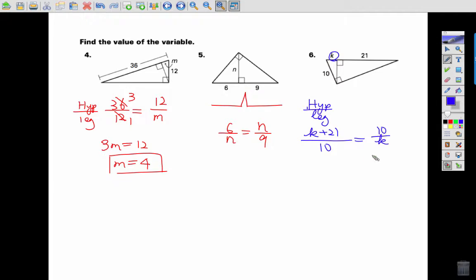So that's a proportion. If I cross multiply, I would have k times k plus 21 equals 10 times 10. 10 times 10 is 100. And if I distribute k, k times k is k squared, k times 21 is 21k. If I then want to make this side 0, I can minus 100 on both sides. So right hand I have 0.